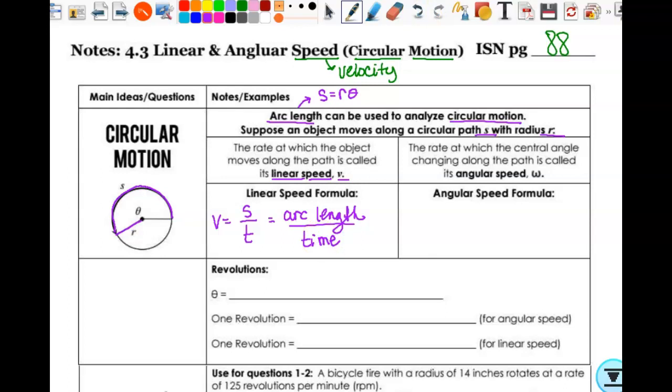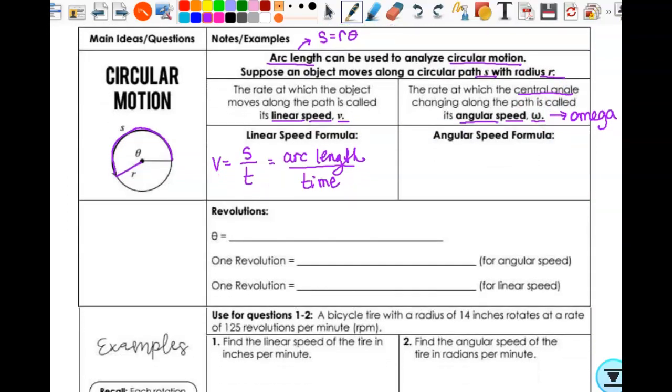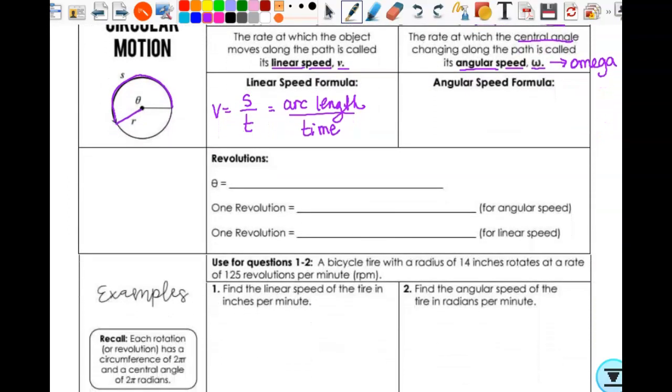Then the rate at which the central angle is changing, the rate at which you are actually going a complete circle around, so the angle is changing along that path, is the angular speed. This looks like a lowercase w, but it's not. It's actually a lowercase omega, a kind of bloated lowercase w, like somebody blew air into it. That is equal to theta over time, the central angle over time.